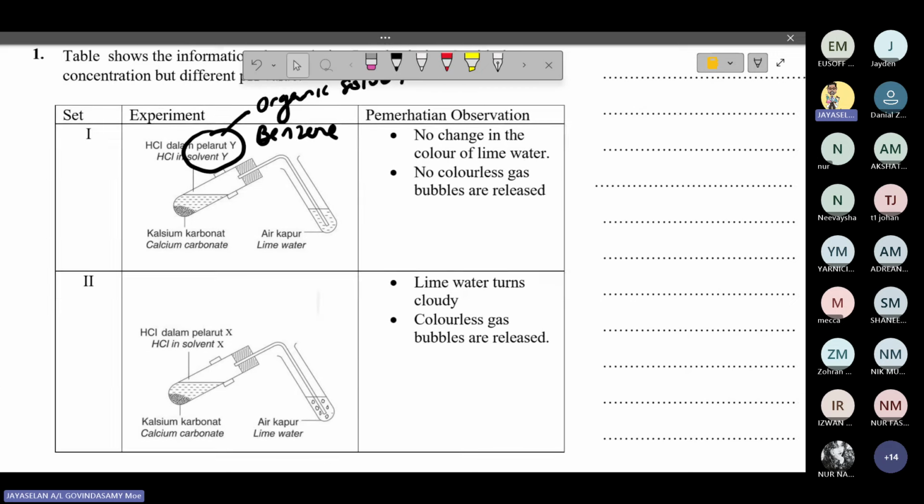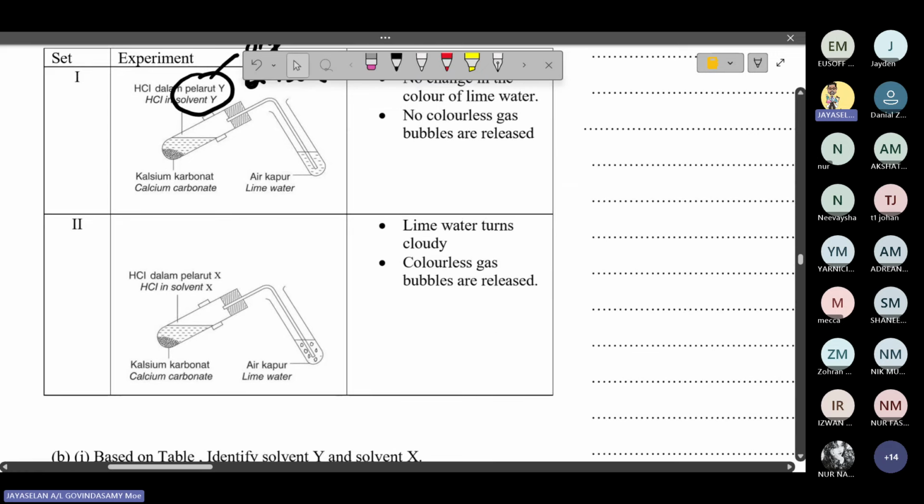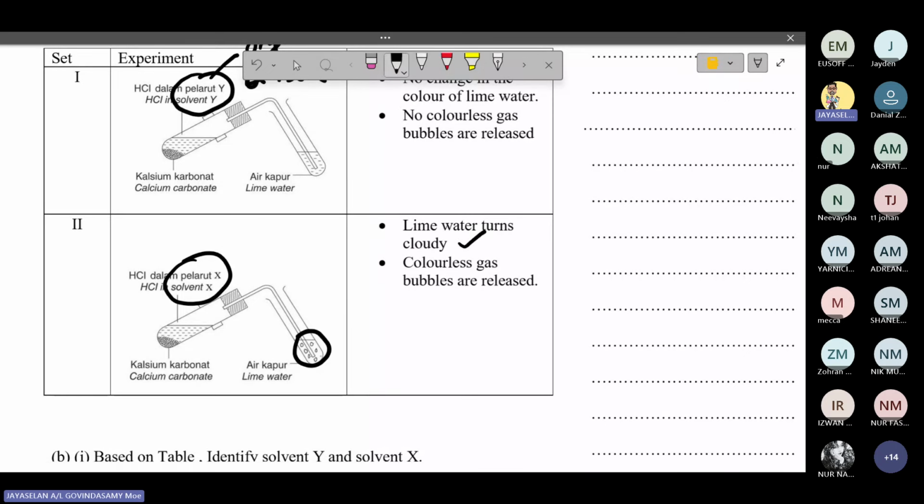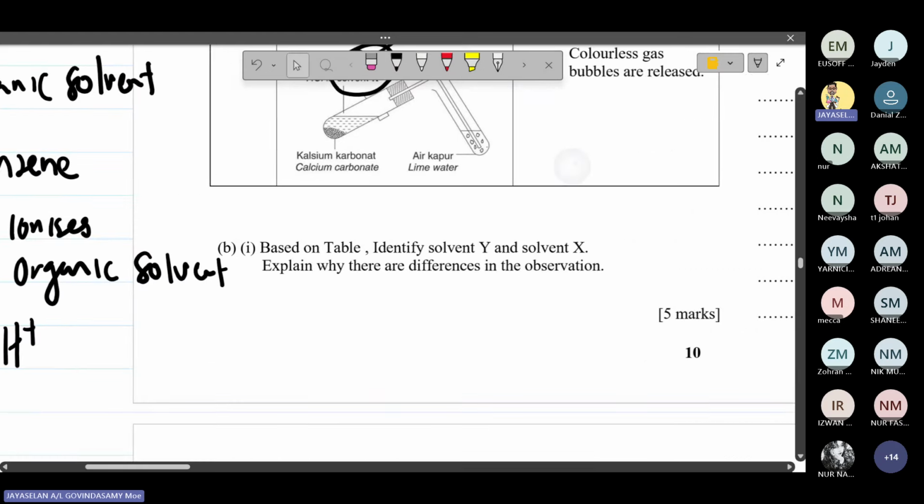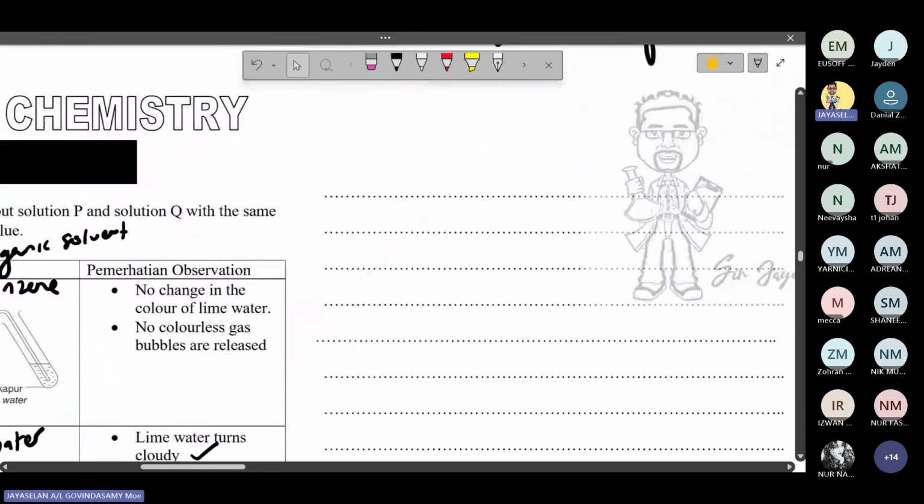Again, now you see set 2. Set 2, solvent X, turns cloudy. Colorless gas bubbles released. That means this solvent is what? Very simple. You put water. So the first 2 marks you should get. So I go to your first question, B1.